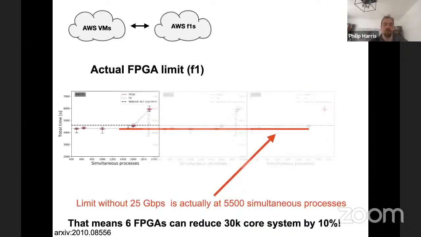And so if you did a full throughput test, we actually found that you could do 5,500 simultaneous HLT processings served by one FPGA. So that means that you can reduce your whole system of 5,000, let's say, cores by 10% with just one FPGA. So a 500-to-1 ratio.